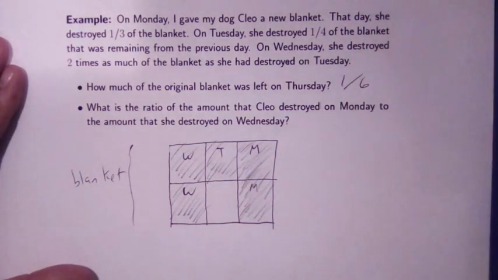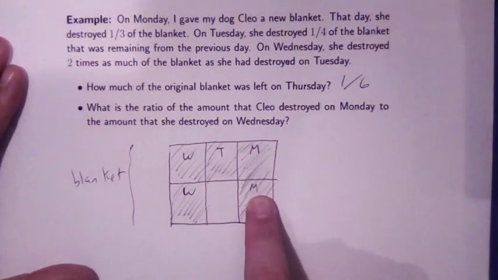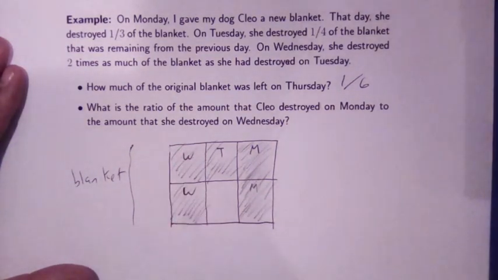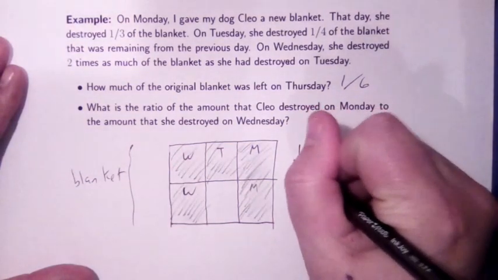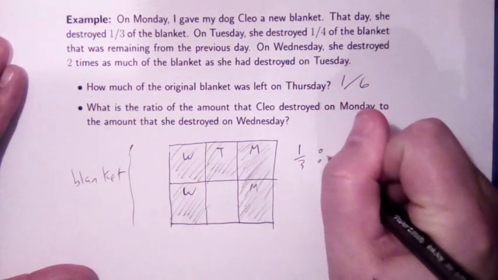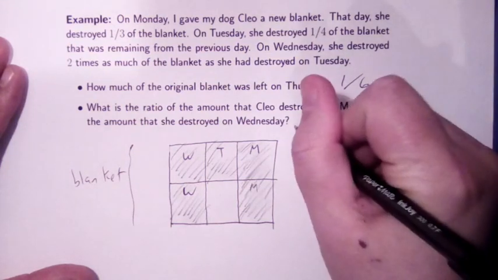If we're thinking about the ratio of the amount destroyed on Monday to the amount destroyed on Wednesday, there's a variety of different ways we could phrase the answer. We could say that she destroyed 1/3 of the blanket on Monday and also 1/3 of the blanket on Wednesday. So the ratio of Monday's amount to Wednesday's amount is 1/3 to 1/3.